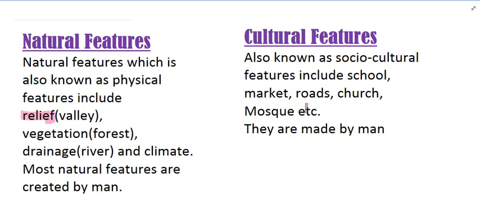While the cultural features, which are also known as the socio-cultural features, include schools, markets, roads, churches, and mosques. These features are situated in good locations where they can fit into the natural world of society, as you can see, and they are made by man. So one of the differences is that these are made by man, while these are just natural things you can find in our environment.